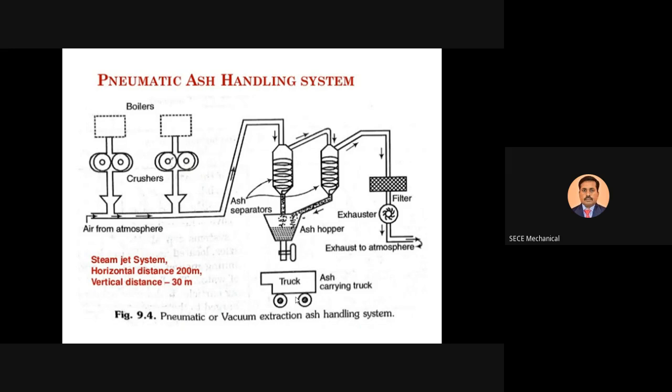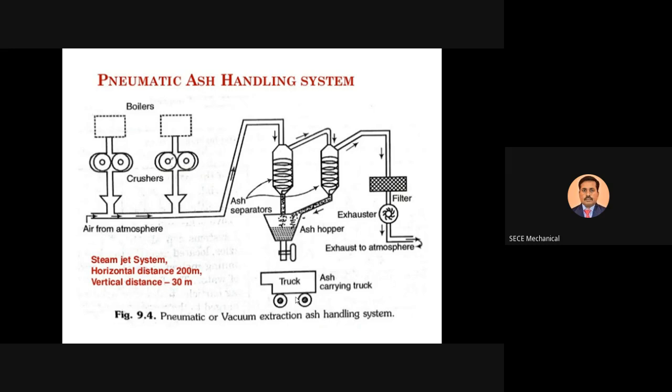In the boiler area you have a crusher. The ash is further crushed. Due to that, big size unfired coke particles are converted into very small size ash, micron level sizes, converted from micron to mm level.